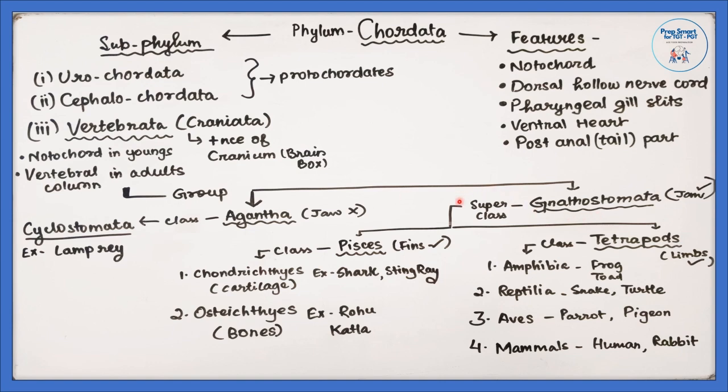Gnathostomata is further divided into two superclasses, that is Pisces and Tetrapoda. Pisces have the presence of fins, whereas tetrapods have the presence of limbs. Talking of superclass Pisces, these are divided into two classes, Chondrichthyes and Osteichthyes. Chondrichthyes are basically cartilaginous endoskeleton fishes. They have exoskeleton also. Mouth is placed ventrally.